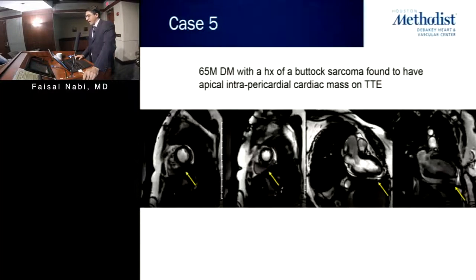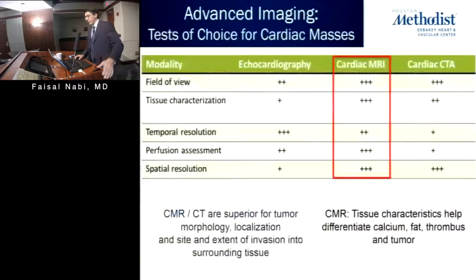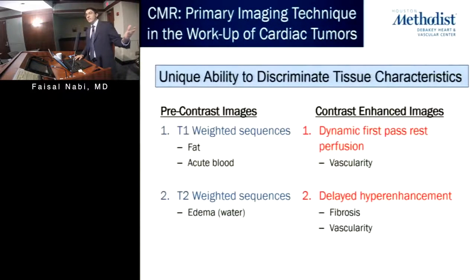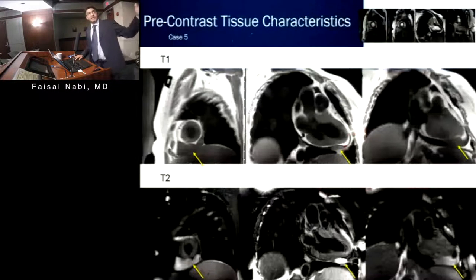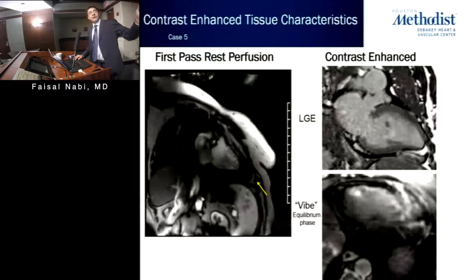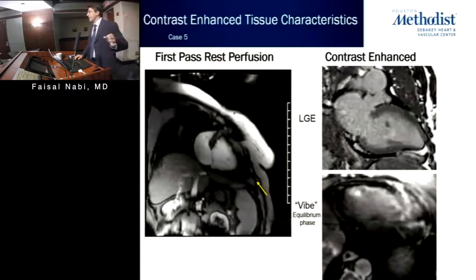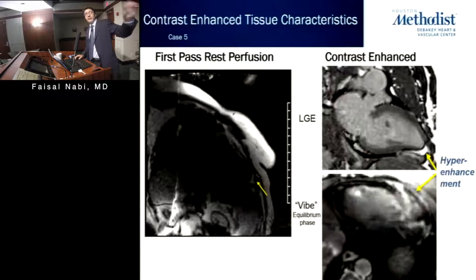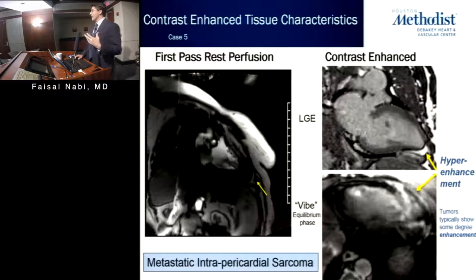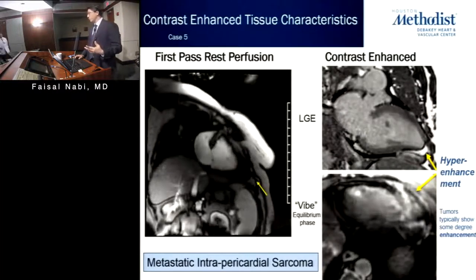When looking for cardiac masses, CMR really is a tool of choice, not only because you can see the entire heart, but because of its tissue characteristics. We have multiple ways we do tissue characteristics. In this particular case of this apical mass, you can see on T1 it's dark, on T2 it's bright. But more importantly, on first pass perfusion imaging and contrast enhancement, you see contrast uptake of this mass, which indicates that it is considered a tumor.